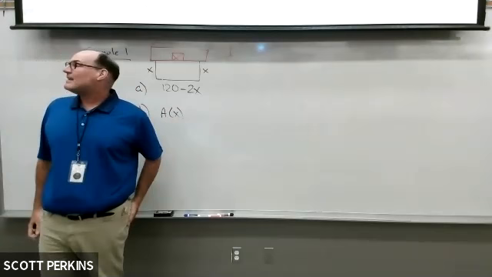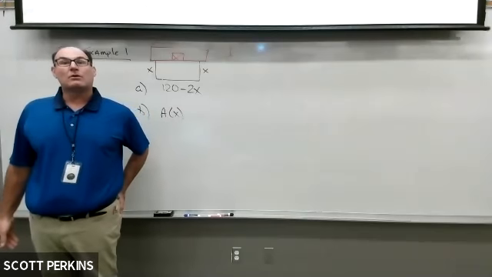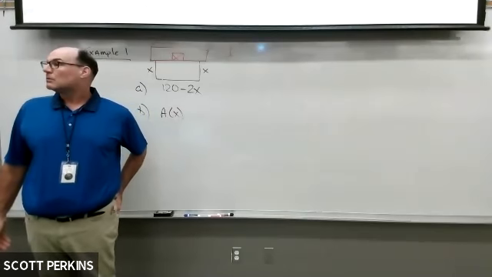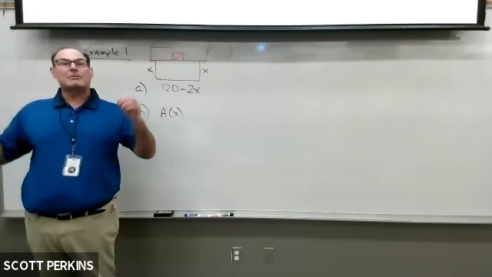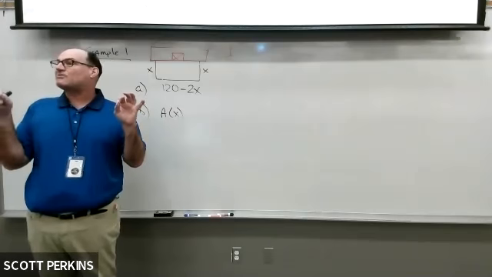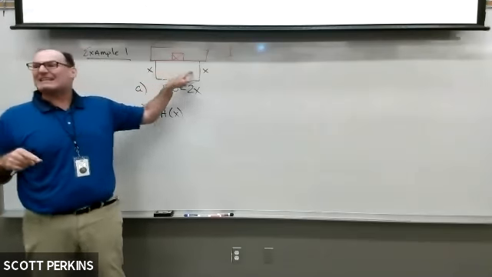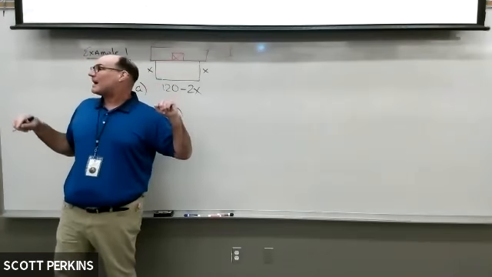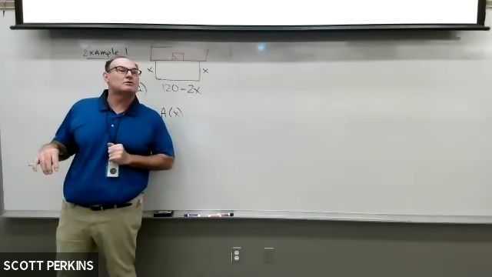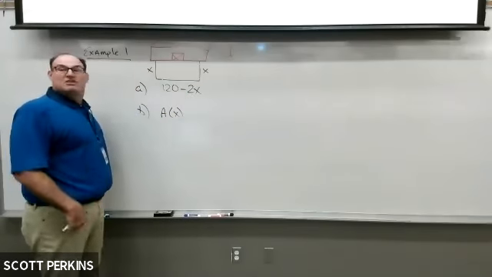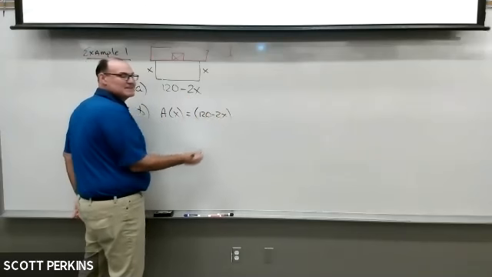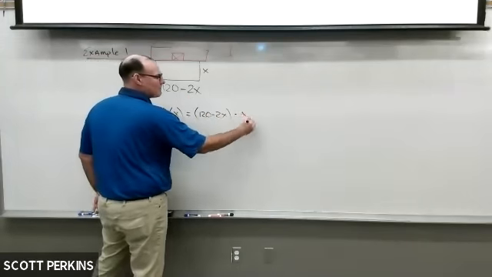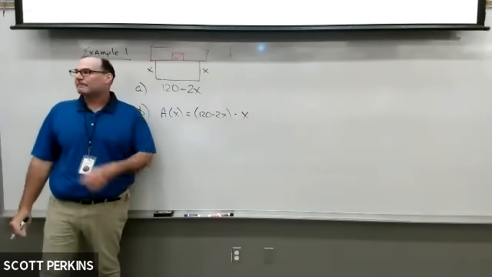Well, how do you find the area of a rectangle? Adding all the sides is perimeter. So if the word perimeter is used, you're going to add up all the sides. How do you find the area? How do you find the inside stuff? Base times height, length times width, whatever words you want to use there. So I'm going to multiply the length times the width. So I'm going to take that 120 minus 2X, that's the length, and I'm going to multiply it by the width, which is X.